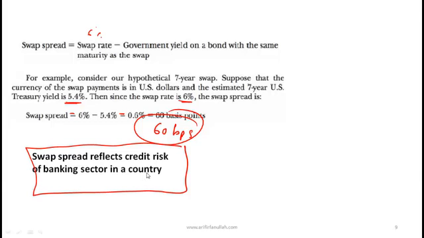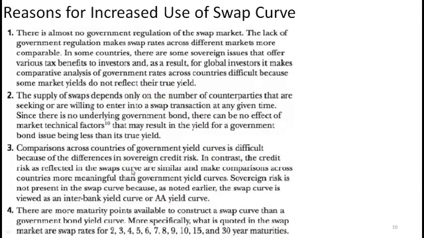Okay, so if the swap has been created based on KIBOR, and if we compare that swap fixed rate with the government bond rate, the difference is called the swap spread, and that spread represents the credit risk of the banking sector in our country, and obviously the same logic applies in any country. Okay, so not a very difficult concept, but an important one.